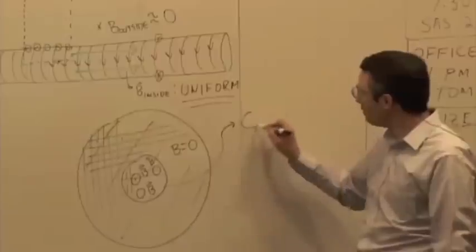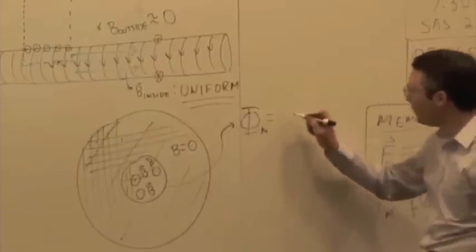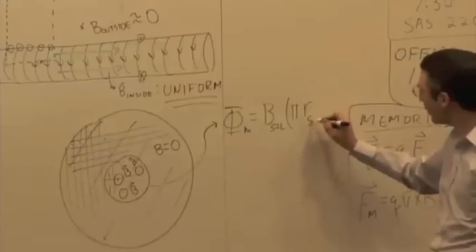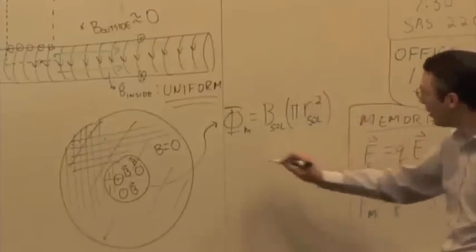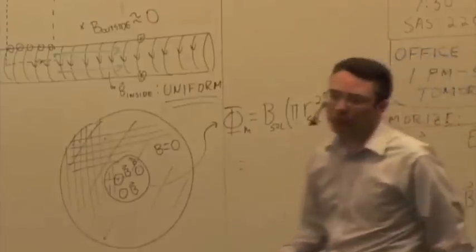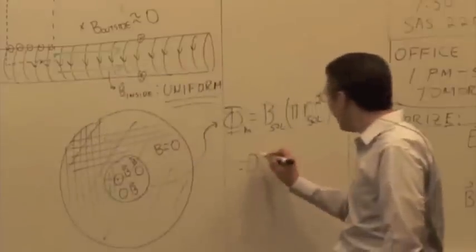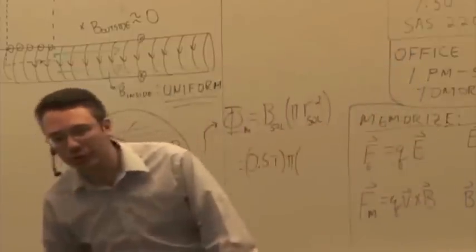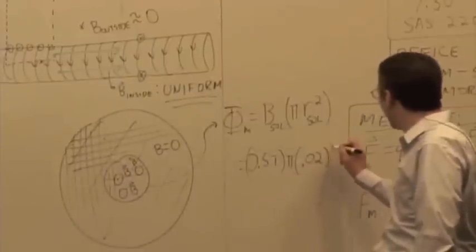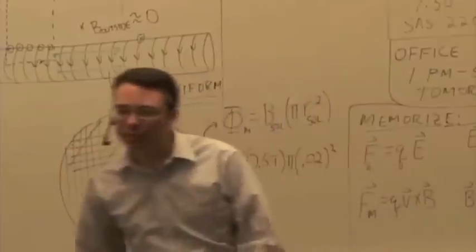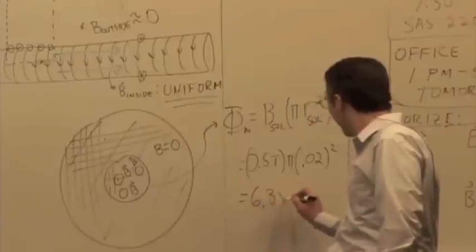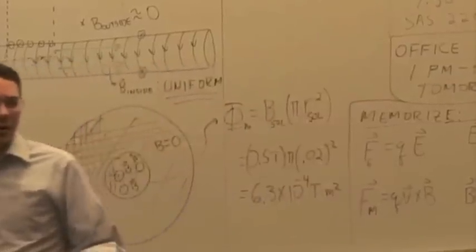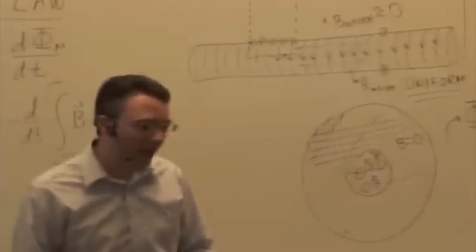So the total flux is going to be the magnetic field of the solenoid times pi times the radius of the solenoid, not the radius of the ring, squared. That should give you 0.5 Tesla times pi times 0.02 squared, which is answer number 2, I believe, 6.3 times 10 to the minus 4 Tesla meters squared. Questions there? Most people got that, but there was some confusion about what area to use.